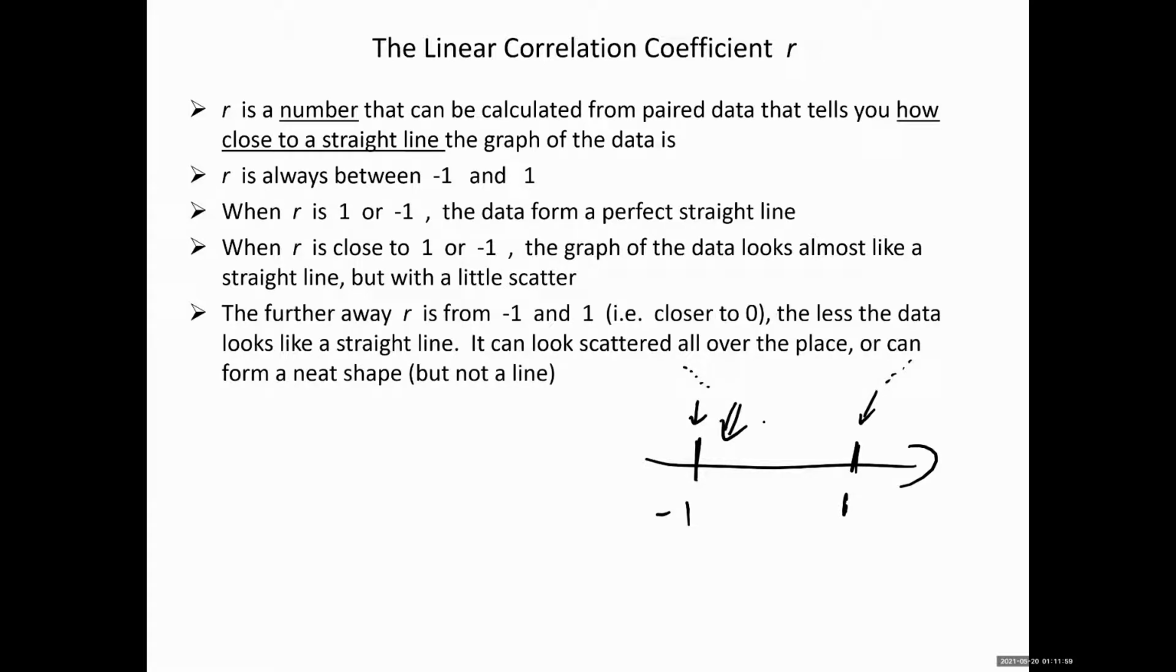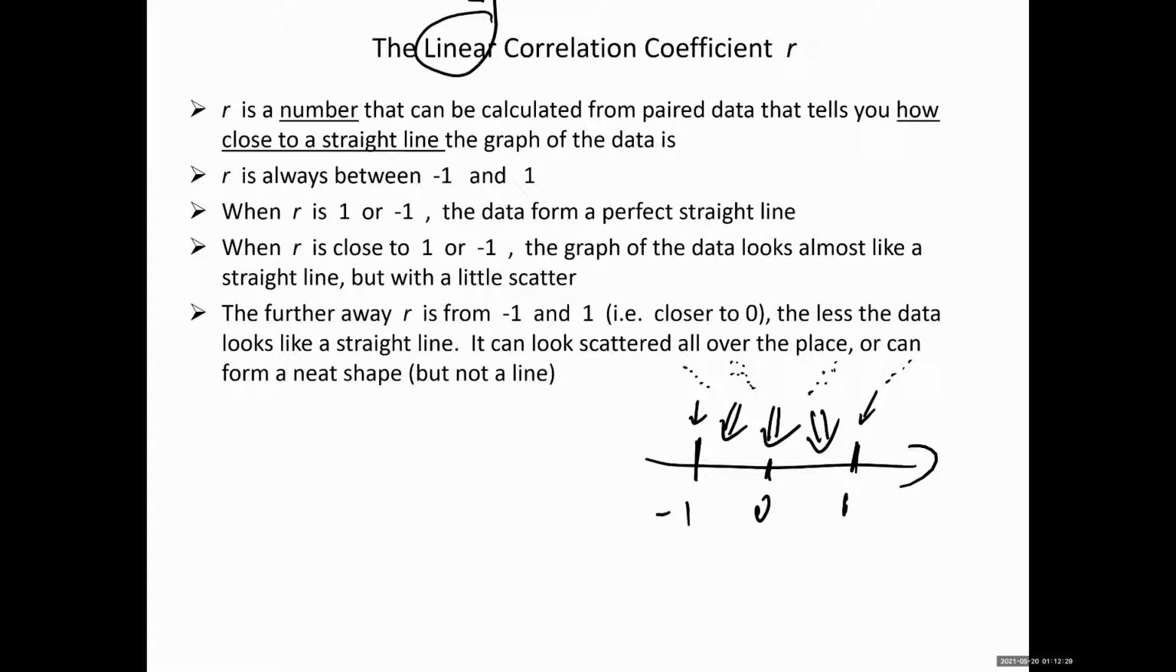If R is somewhat close to -1, it's going to look close to a straight line going downward. If it's close to 1, it's going to look close to a straight line going upward with some scatter. But 0 is right here in the middle. So if R is pretty close to 0, what that means is the data doesn't look like a straight line anymore. Because it's called the linear correlation. We're measuring how close to a line the data is.